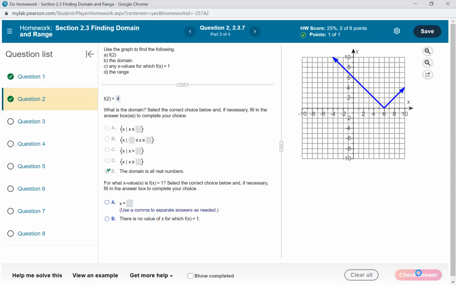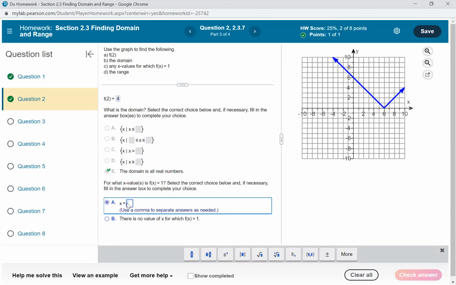All right, so here's the tricky one. For what X values is f of X equal 1? So basically, for what X values do we have a Y value of 1? Ooh, let me catch up with y'all. Let me see. So if I go 1 on the Y axis, I get a 5 and a 7. So good job. When X is 5 and 7, we get a Y value of 1.